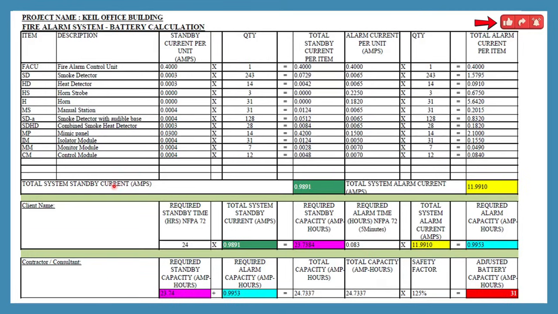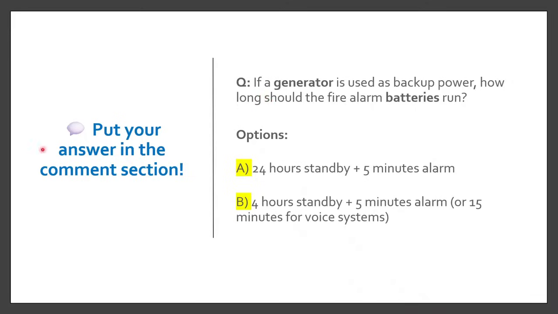After this slide, you have a quiz question. Try to answer that and put your answer in the comment section. So coming back to our quiz, if a generator is used as backup power, how long should the fire alarm batteries run as per NFPA 72? You have two options. Option A, 24 hours standby plus 5 minutes alarm, or option B, 4 hours standby plus 5 minutes alarm, or 15 minutes for voice systems. So just put your answer in the comment section so that I will check and reply to you.